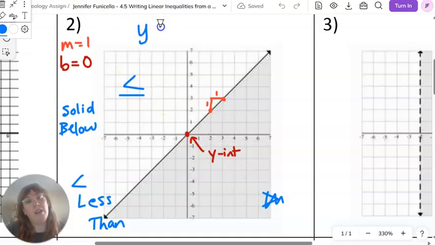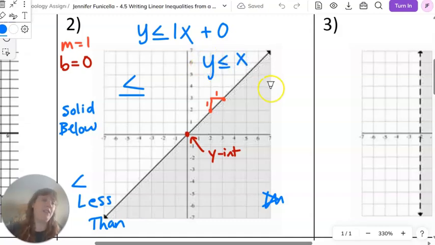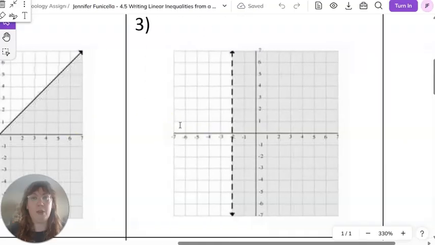So we have y is less than or equal to 1x or just x plus 0. So we can also just write y is less than or equal to x. We don't have to have the plus 0. You can, but you don't have to. Beautiful. Get everything you need for number 2, and I'll clear my board, and we'll push over to number 3.